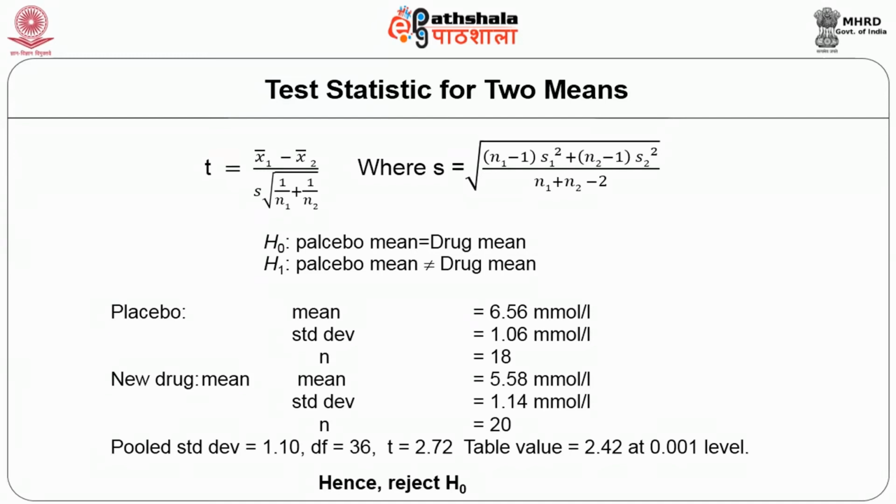Therefore, we reject the null hypothesis. Rejecting the null hypothesis means the placebo mean is not equal to the drug mean. That means the cholesterol lowering drug has lowered the cholesterol level by 1 millimolar or close to 1 millimolar per liter, which is statistically significant, indicating that the drug has an effect in reducing the cholesterol level of the subjects.